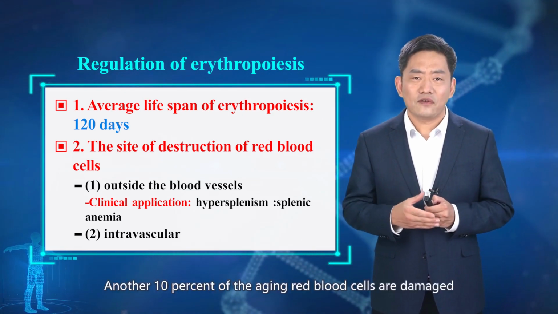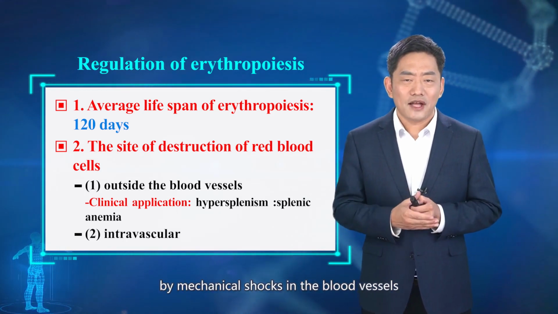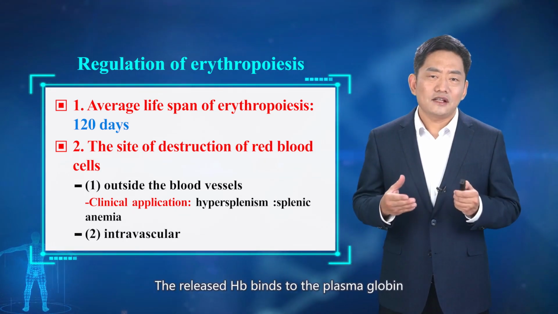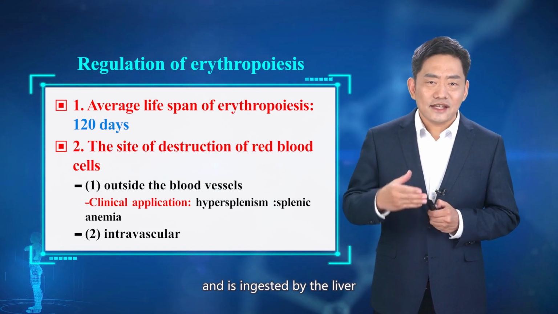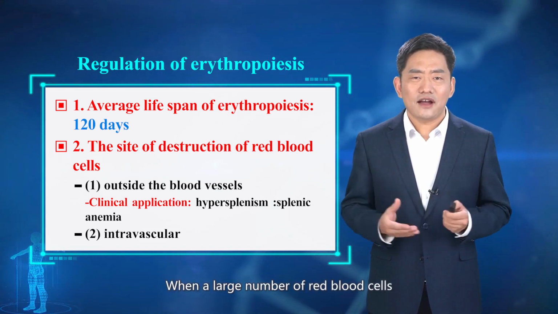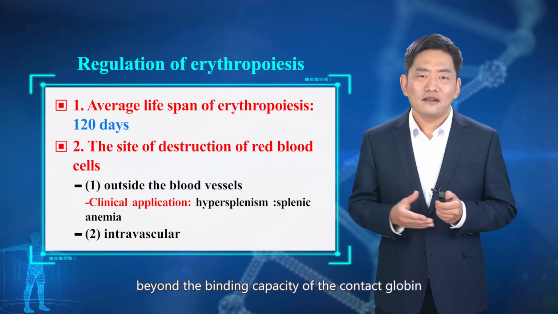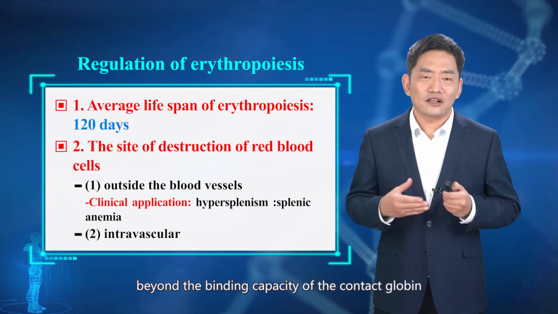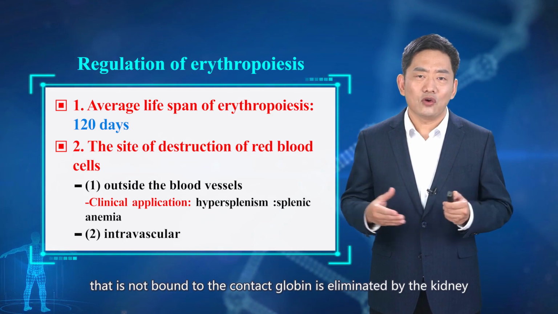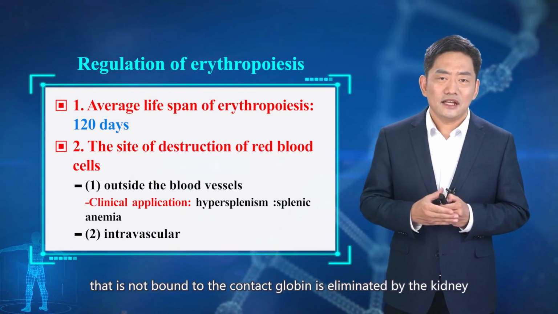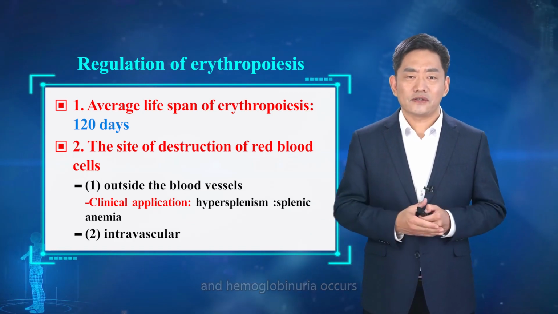Another 10% of aging red blood cells are damaged by mechanical shocks in the blood vessels. The released Hb binds to the plasma haptoglobin and is ingested by the liver. When a large number of red blood cells in the blood vessels are destroyed, beyond the binding capacity of the haptoglobin, the hemoglobin that is not bound to haptoglobin is eliminated by the kidney, and hemoglobinuria occurs.